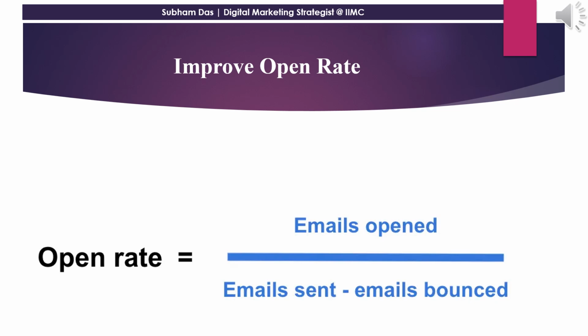How do you measure the effectiveness of your email marketing campaign? One such metric to measure is open rate. Now, open rate is given by the formula over here, that is the number of times the email has been opened divided by the number of emails sent minus the emails bounced. That is the number of successful sends. So you check your open rate on a weekly basis.